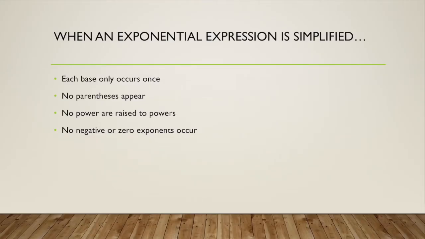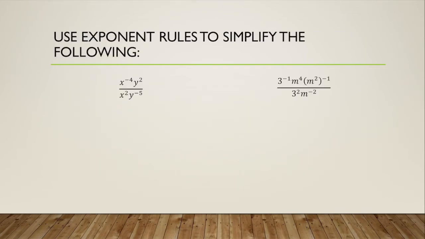So how do I know when an exponential expression is fully simplified? Each base should occur only once. There should be no parentheses, no powers raised to other powers, and absolutely no negative exponents, things that make math professors say, ew, negative exponents. No negative exponents or 0 exponents occur. So why don't we work through an example? Let's work through 2 examples.